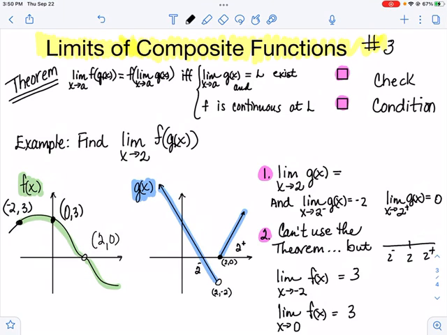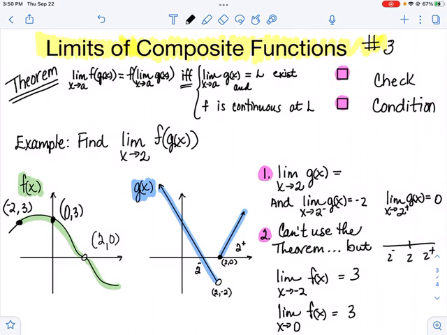Okay, the number 3 video of limits of composition of functions, looking at what could possibly happen as you take a limit of a composition. So we have the limit as x approaches a of f of g of x is the theorem. And remember that we have to have the conditions of the theorem met. The IFF means if and only if.